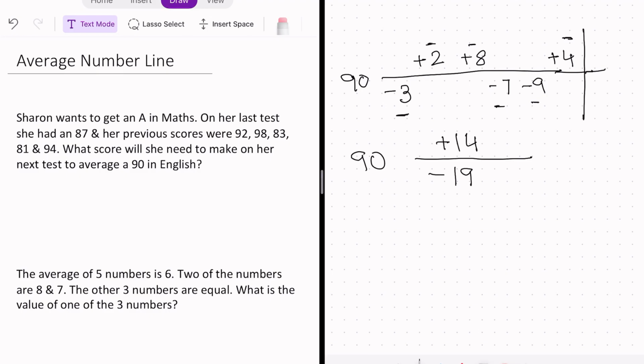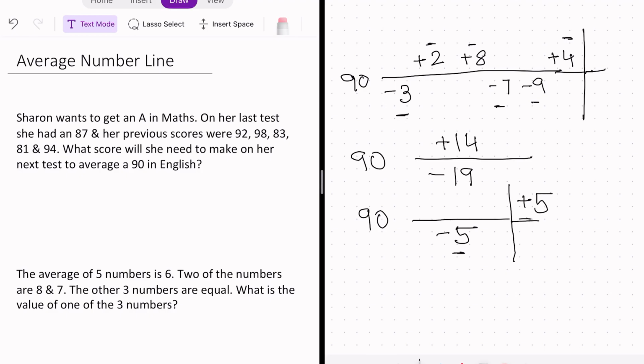Now, if we simplify this on the average number line, we get a score of minus 5, which means that in the last test that she has to take, she must make up for this minus 5 to be able to get a 90 on the average. Now, to make this number 0, we have to do a plus 5 here.